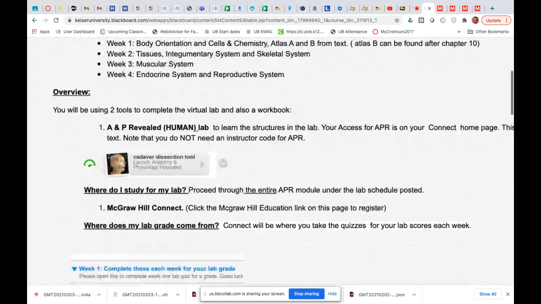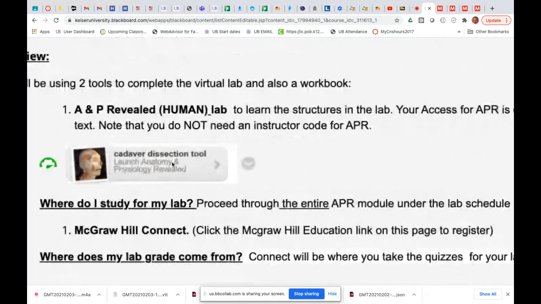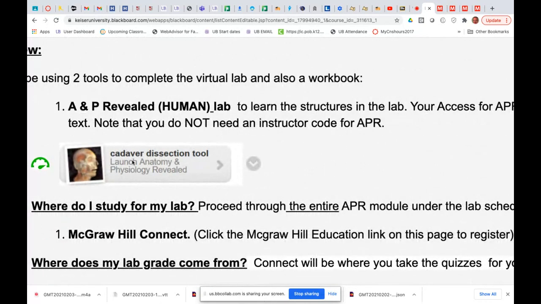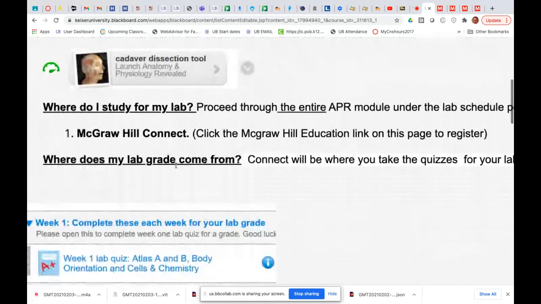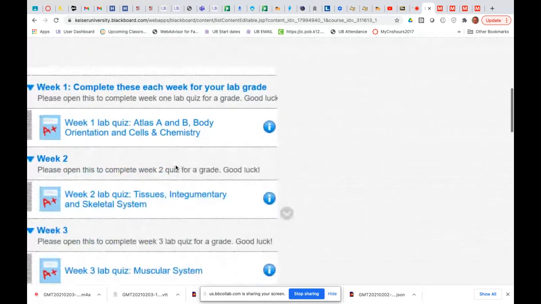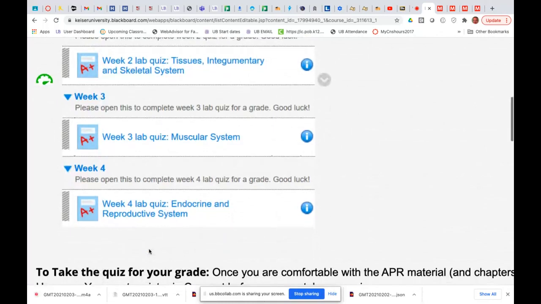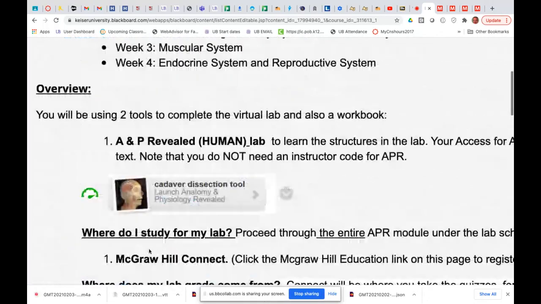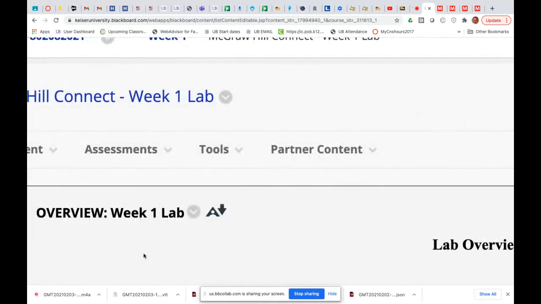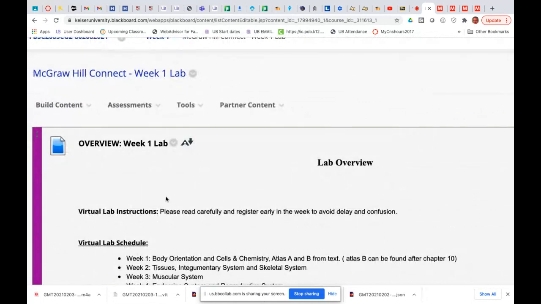When you're in Connect, you're going to look for this little tab, the cadaver dissection tool, but it says APR, Anatomy and Physiology. You click on this APR, and it'll take you to a place for you to see your quizzes. Let's see if I can take a look at what that looks like. Let me jump into that and show you.